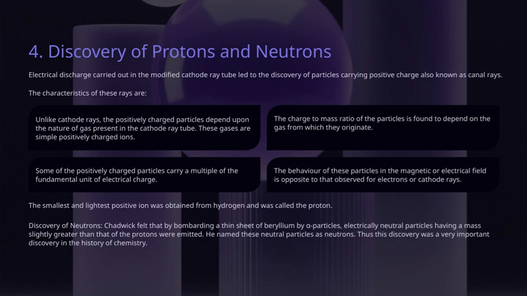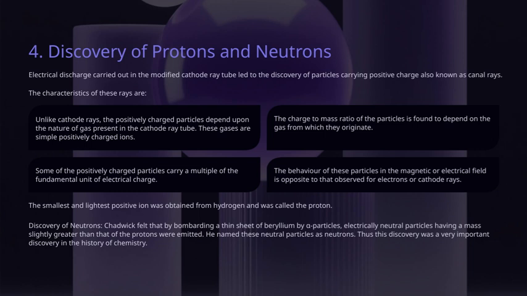Now, moving on to the discovery of neutrons, Chadwick hypothesized that when alpha particles bombarded a thin sheet of beryllium, they emitted electrically neutral particles that had a slightly greater mass than protons. He named these particles neutrons. This was a groundbreaking discovery in the history of chemistry because it explained the existence of additional nuclear particles that couldn't be accounted for before.